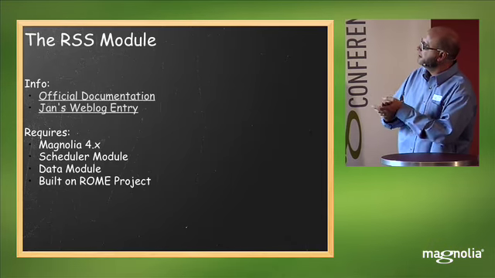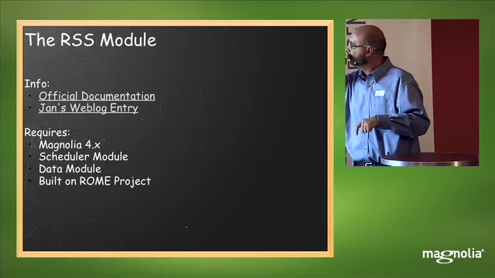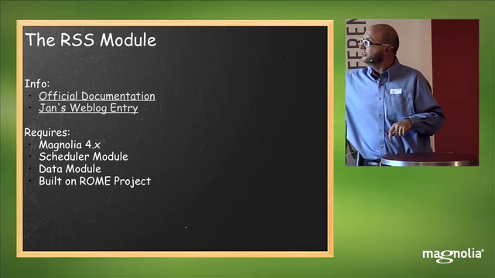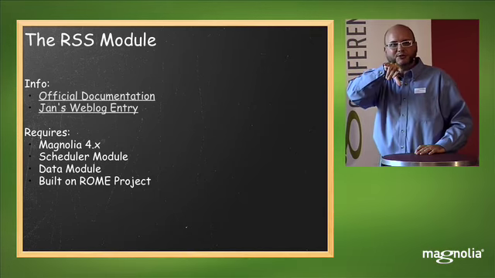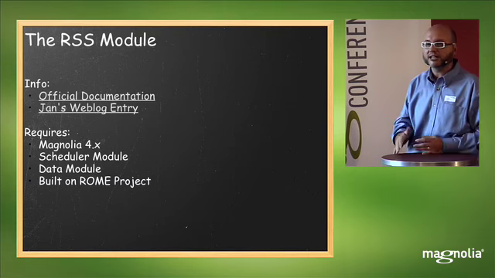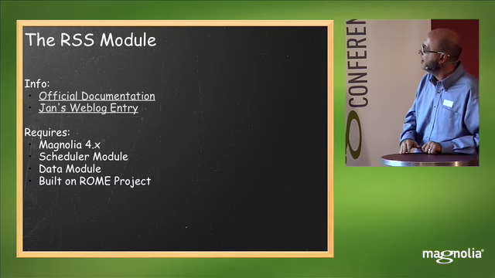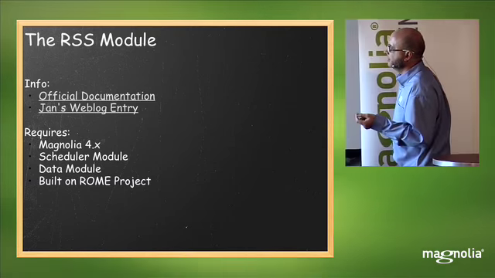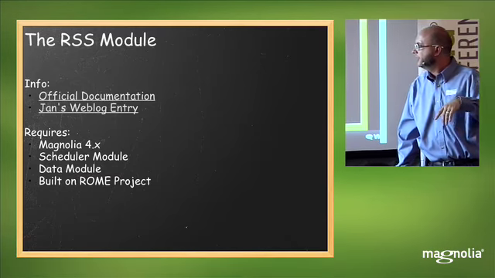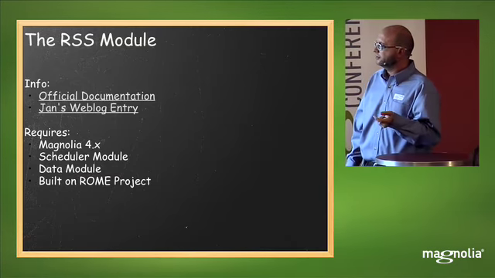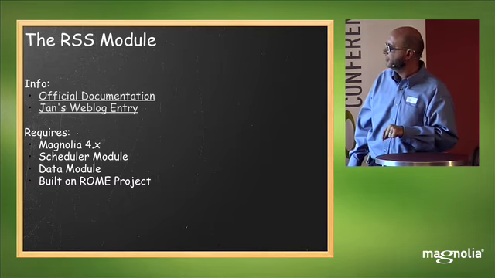We have official documentation for the RSS module that's out on Magnolia's site. Jan also did a weblog entry when he created most of this, and it's got some really good information on how to use the RSS module as well. It also requires one of the newer versions of Magnolia. It builds on top of the scheduler module, so it needs that and the data module available.